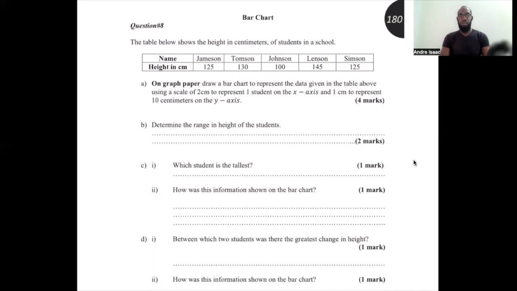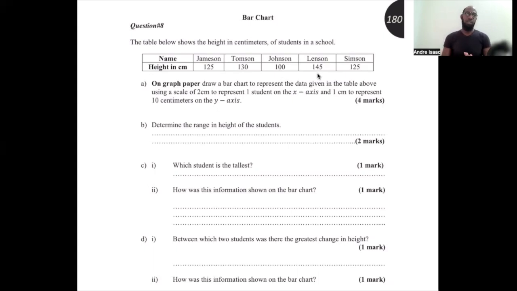Here we are going to look at bar charts. The table below shows the heights in centimeters of students in a school. These are the names of the students and these are the heights. On graph paper, draw the bar chart to represent the data given.